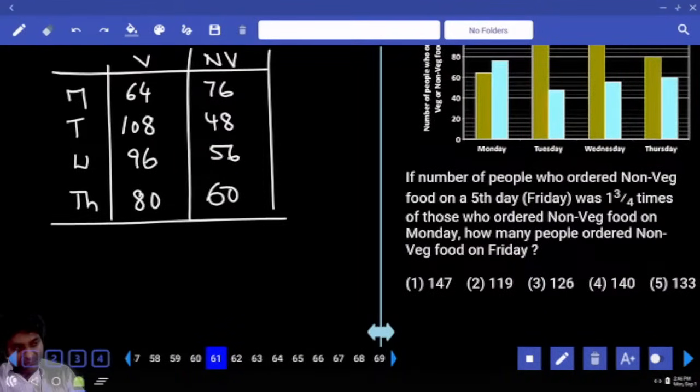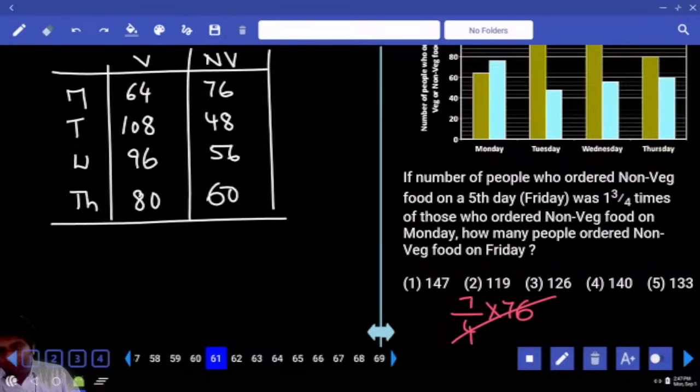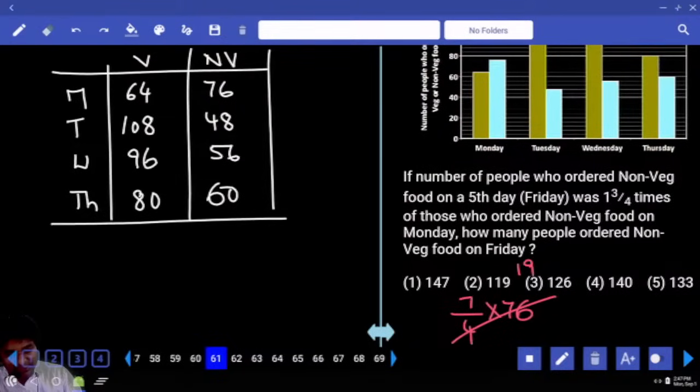4 times. 1 3 by 4 in the sense 7 by 4 times of those who ordered non-veg food on Monday. Monday non-vegetarian 76. 4 19 times. Answer ends with. Fifth option.